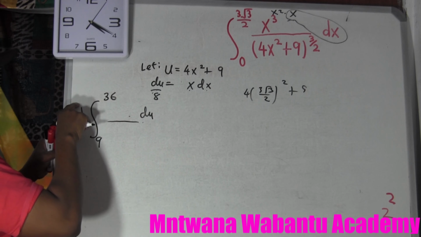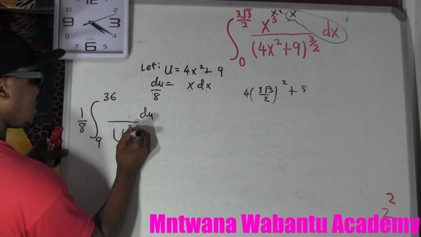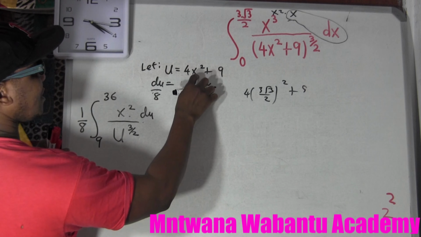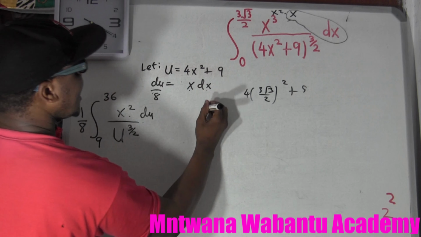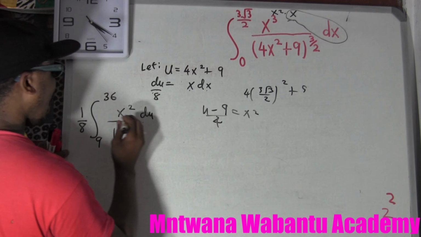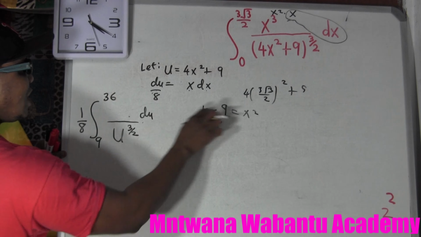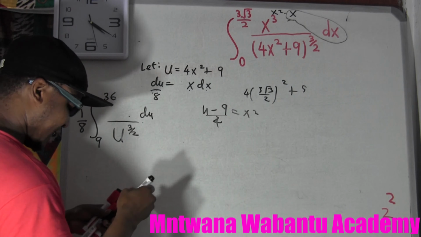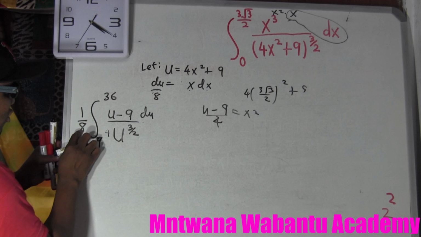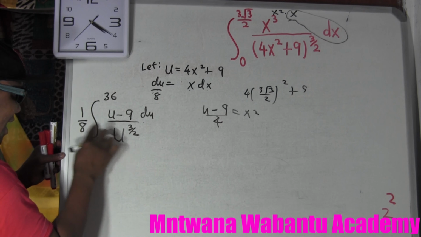And this one here equals u, 3 over 2. Here we're left with x squared. But what is x squared? I can simply make it the subject: x squared equals u minus 9, and then over 4. So I'll say (u minus 9) over 4. This 4 is going to come at the back, and 4 times 8 equals 32. So I can remove this 4 here and write at the back times 8 equals 32, just for people who don't know the step, maybe they struggle.